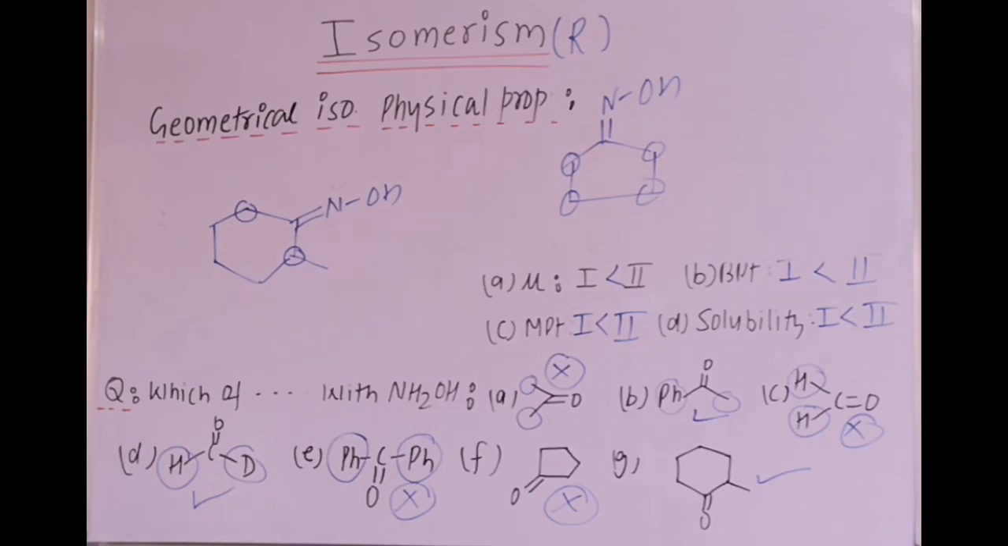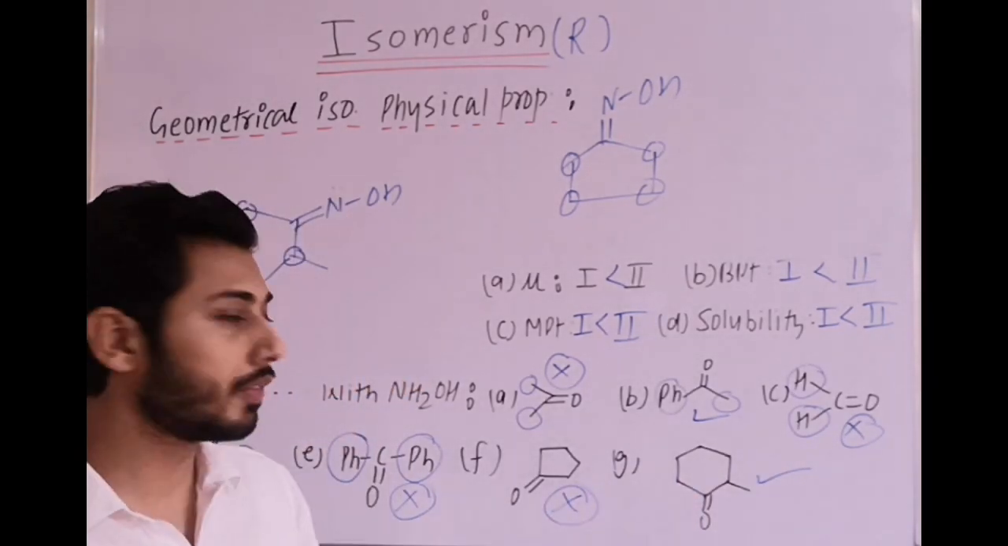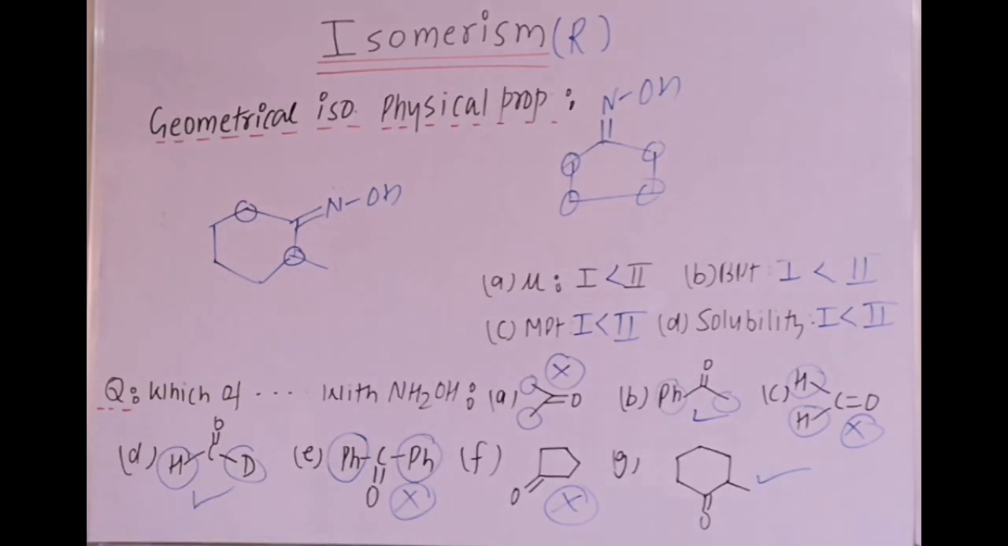Now if you have tried that question, the answer is: among them, the second, then the fourth, then the seventh. Out of these compounds, three oximes will show geometrical isomerism.